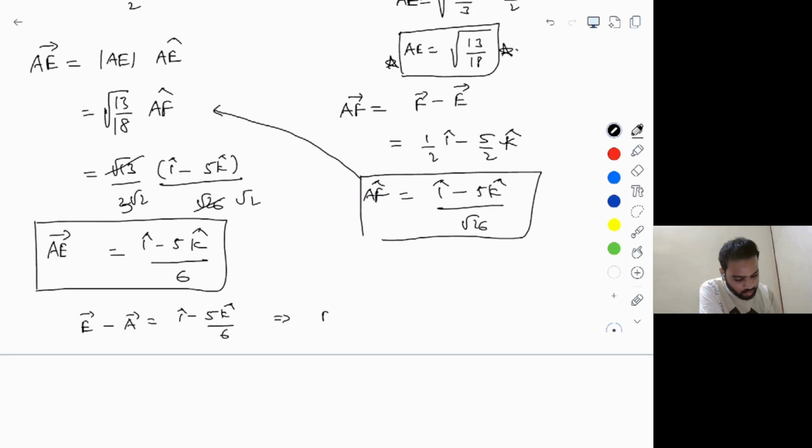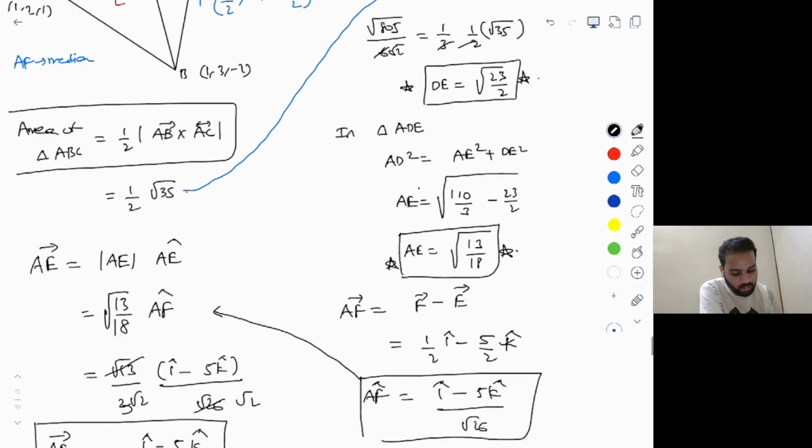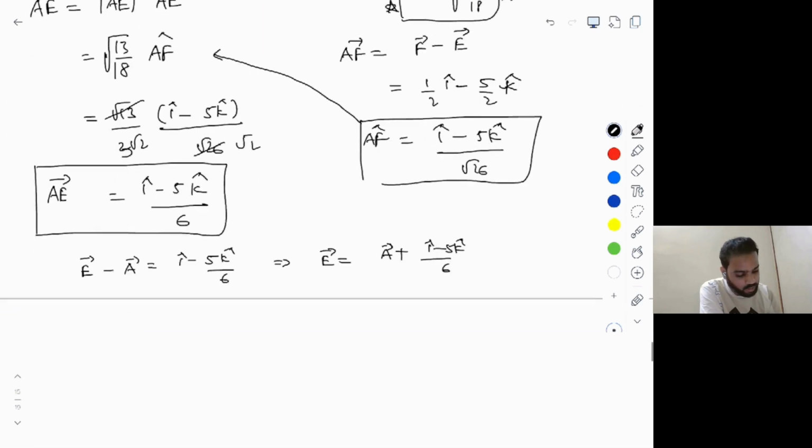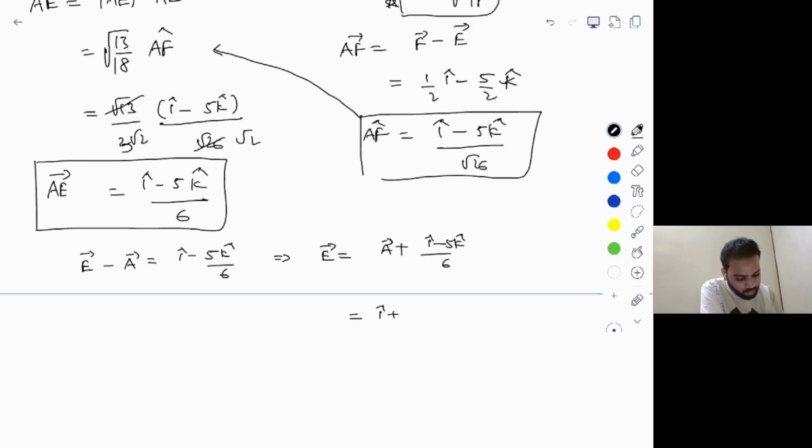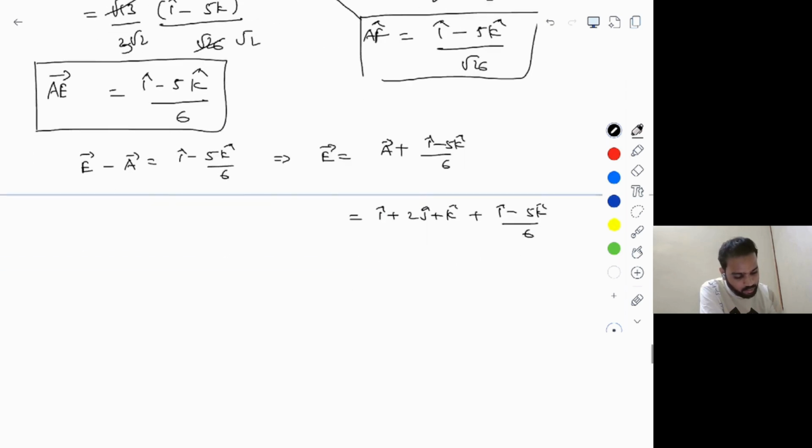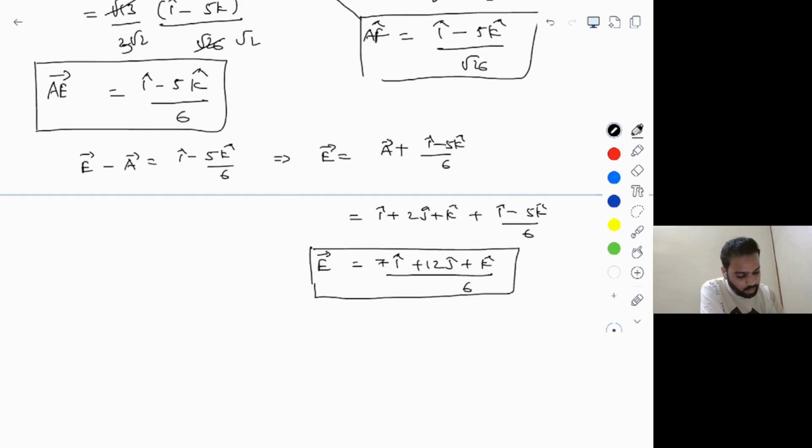So which means here E bar will be equals to A bar plus I cap minus 5K cap whole divided by 6. But already you know what is A bar here, which is I cap plus 2j cap plus k cap, right? You can substitute that value: I cap plus 2j cap plus k cap plus I cap minus 5K cap whole divided by 6. Now you can take LCM, and finally this will be 7 I cap plus 12j cap plus k cap whole divided by 6. So this is your position vector of point E.